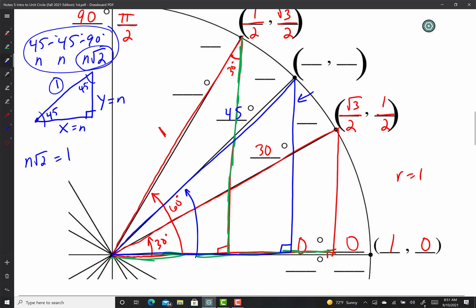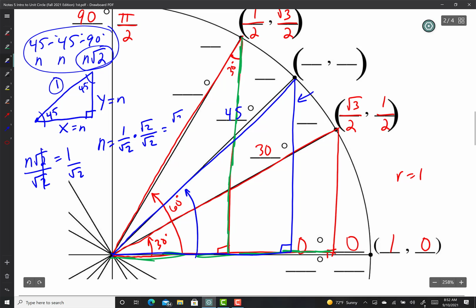I need to get n by itself, excuse me, because that's what I want to figure out. So I'm going to divide by square root of 2. And you get an answer that's 1 over square root of 2. The acceptable answer is a rational denominator, which means that you do not have a radical in the denominator. So here it is. I'm rationalizing the denominator. Multiply by square root of 2 over square root of 2. That's just 1, so anything times 1 is itself, right? So you're going to get square root of 2 over 2. Because square root times square root, the square root goes away. You just have 2. So both the x and y are square root 2 over 2.